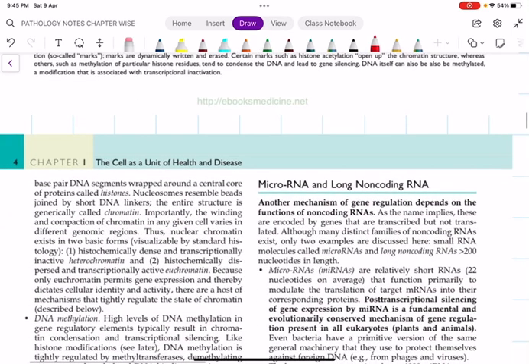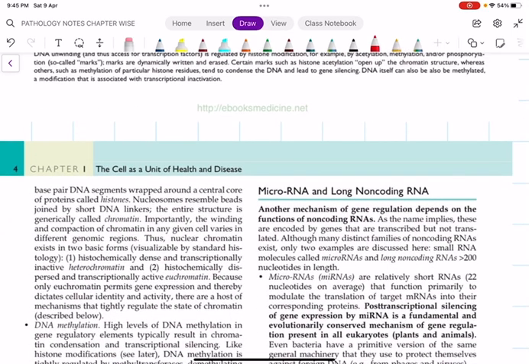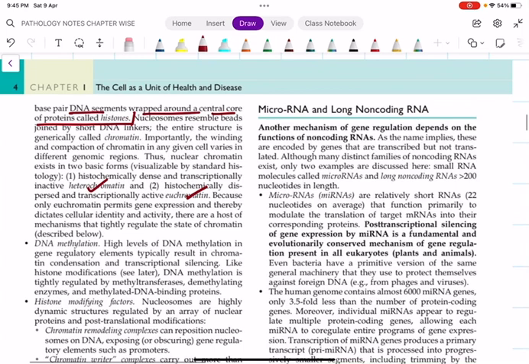So what are histones? The DNA segments are wrapped around a central core of proteins. We call them histones. We have heterochromatin and euchromatin, as I have already told you. The DNA undergoes transcription, translation, and finally there is DNA regulation. I hope you have learned the post-translational modifications: methylation, acetylation, glycosylation. All these are the post-translational modifications you have read in biochemistry.